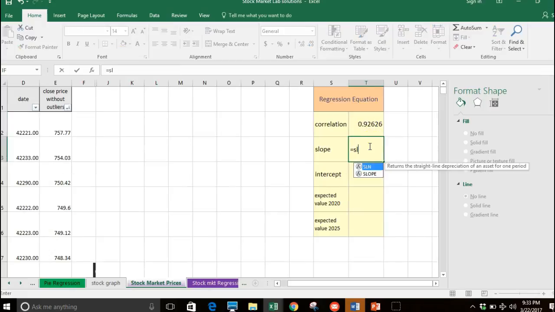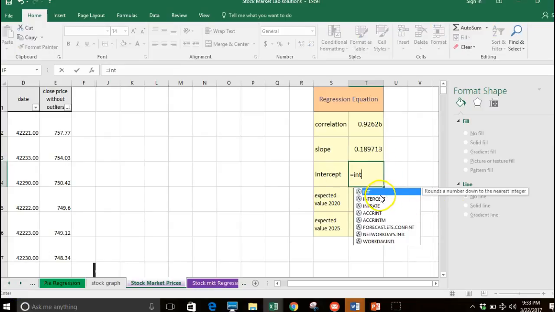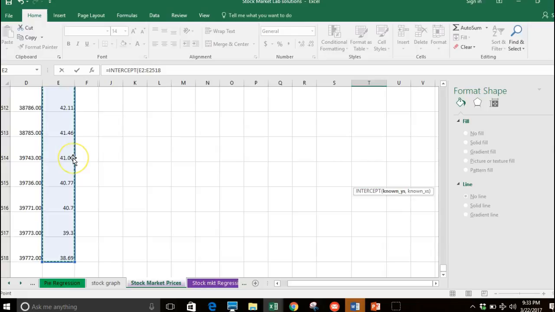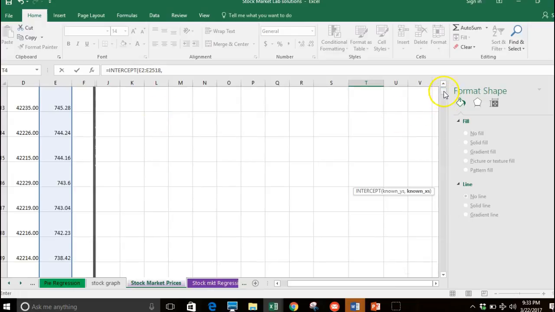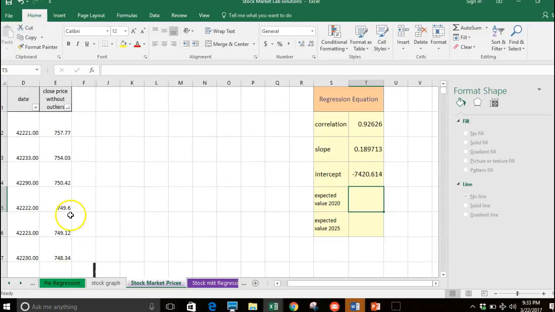For slope, it's going to be equals SLOPE. And you follow these directions here, okay, doing your y's and then your x's. And I get my slope. For intercept, it's going to be equals INTERCEPT right here. Again, it says to put your y's in first and then your x's, so you go ahead and highlight your y's, comma, bring it back up to the top, and highlight all of the x's, and I'm getting all of these.